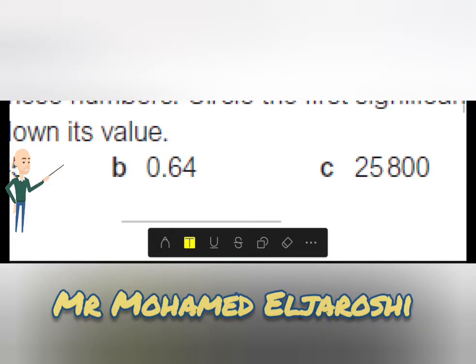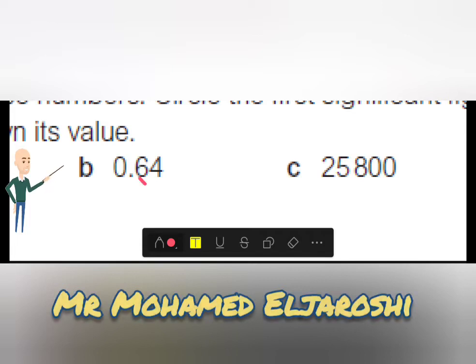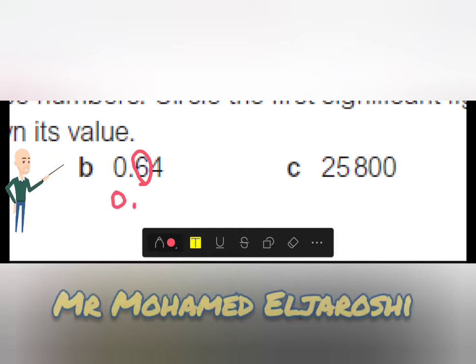Now the next one, B, which one is the first significant figure? Good job, it's the 6, we circle it. And what's the value of the 6? Good job, it's 0.6, this is the value.